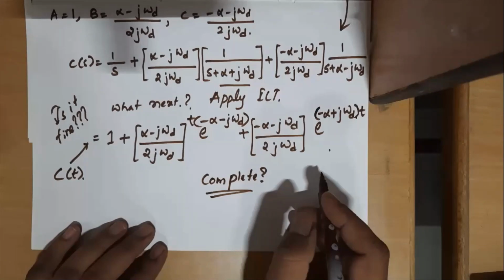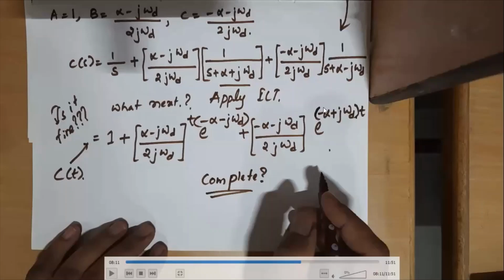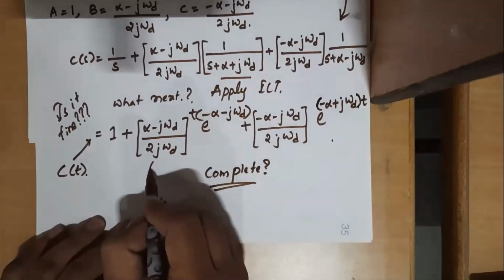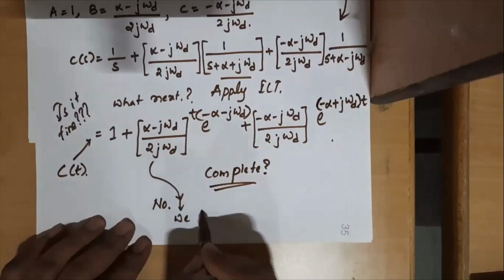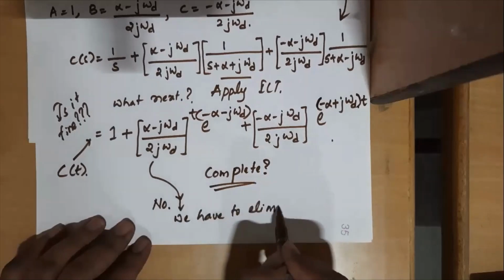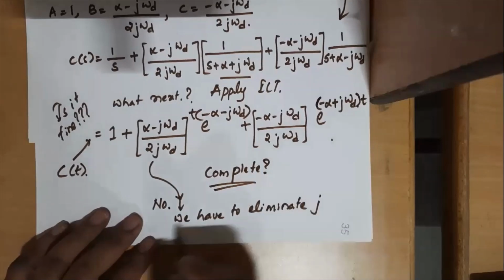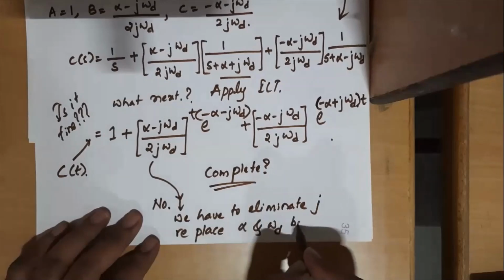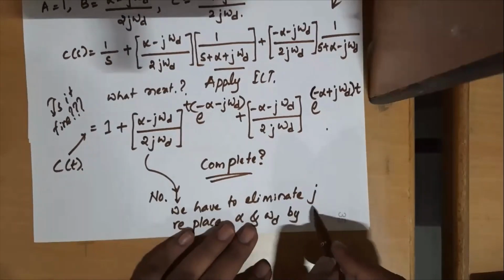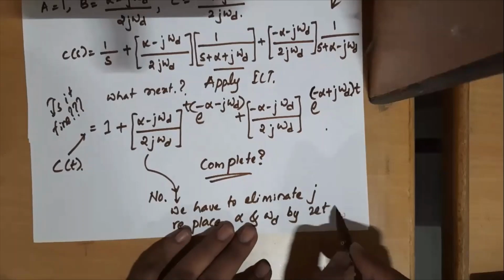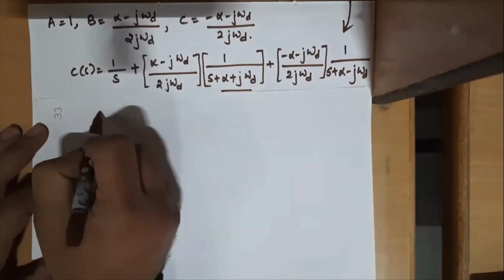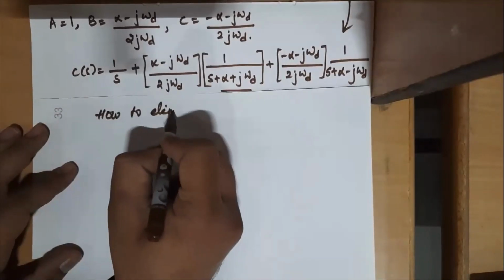So we are left with one step which will convert this final expression into a standard form. So how to do that? Let us see. We have to eliminate this complex term j. Eliminate in the sense that we should make some alternative for that. And also we should express the final expression in terms of zeta and omega n, so we should replace alpha and omega d by zeta and omega n. So a few more steps are left. How to eliminate the complex term j is the question.